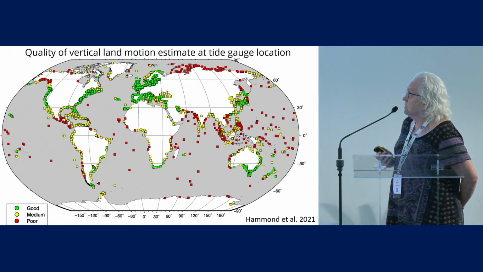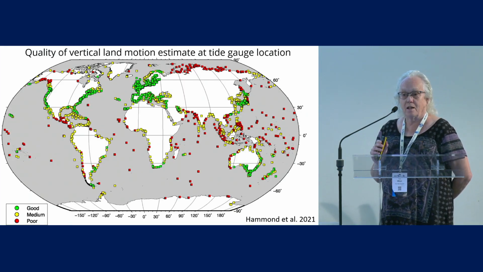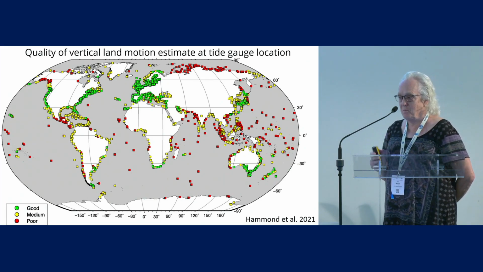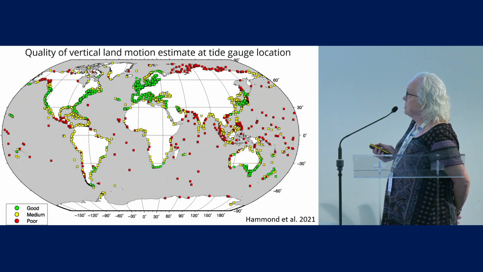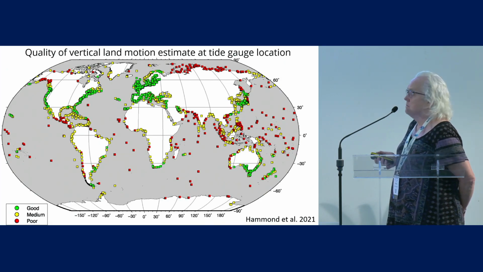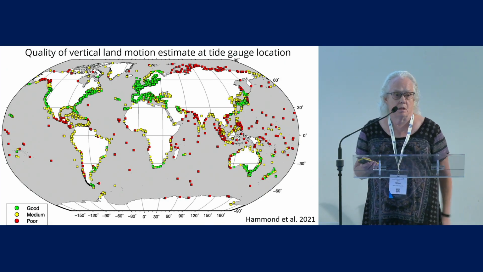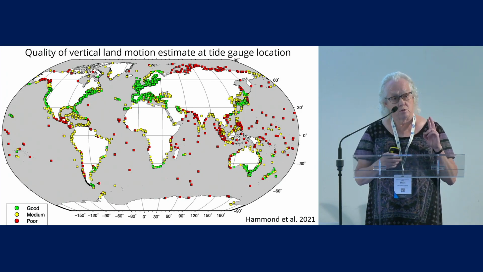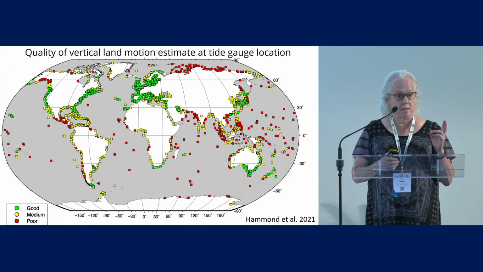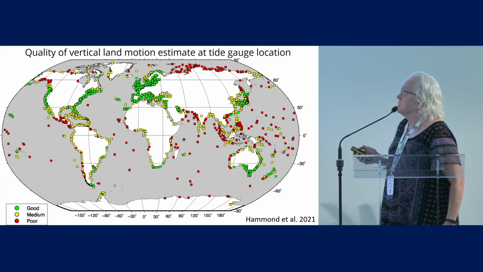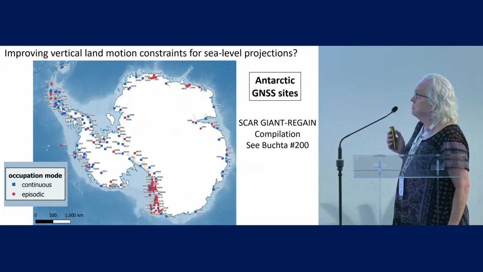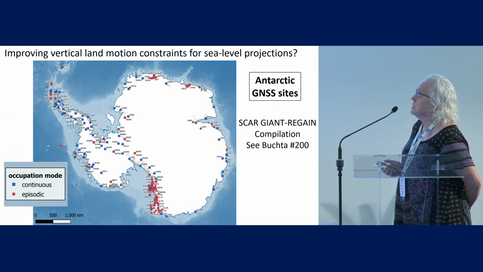Unfortunately, there's a lot of low quality information. If we just look at the Antarctic coastline, red is poor, yellow is medium. In fact, in the last IPCC, they only made sea level projections for 2 sites in the Antarctic Peninsula. So the question is, what do we do about this? How do we improve this? We need to improve our vertical land motion.